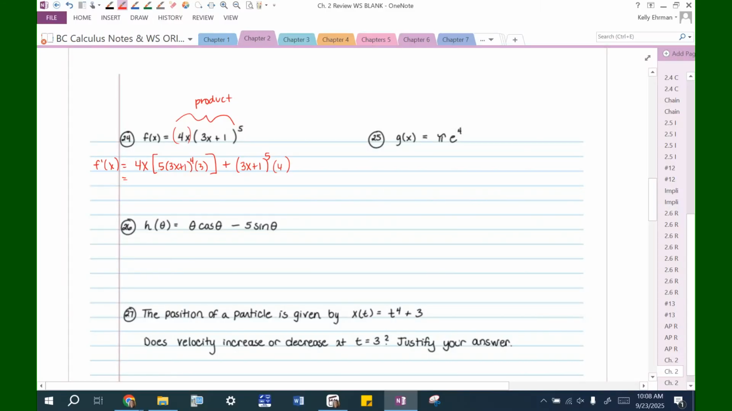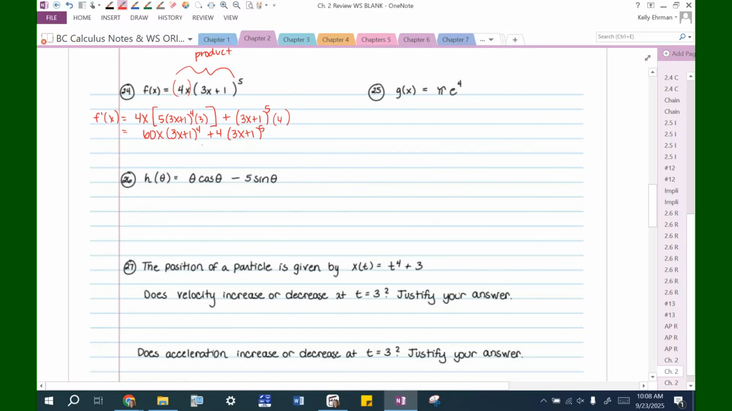Let's clean this up a bit. 4x times 5 is 20x, times 3 is 60x, times (3x + 1) to the fourth, plus 4 times (3x + 1) to the fifth. Grading your chain rule packets, I noticed you guys don't like to factor out a GCF. I think it's worth practicing. So I am going to factor out a 4 times (3x + 1) to the fourth.